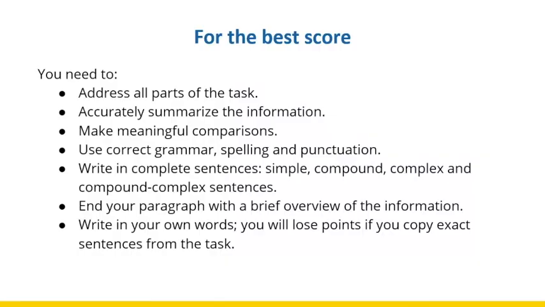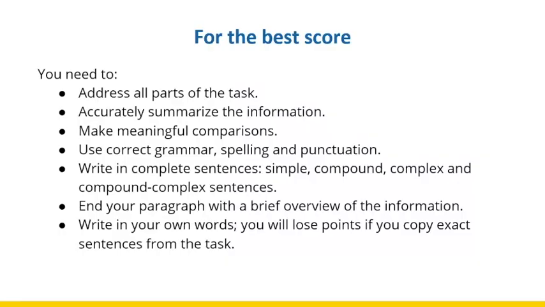Also use correct grammar, spelling, and punctuation, and write complete sentences. As you remember, probably you studied in your grammar class, we have 4 different types of sentences: simple, compound, complex, and compound-complex sentences. In order to get a better score, you have to make sure you have at least one of each. And try to end your paragraph with a brief overview of the information. So for example, if you're writing your body paragraphs, and you have only one or two body paragraphs, try to end them with a brief overview of each paragraph and what you're presenting in that body paragraph.